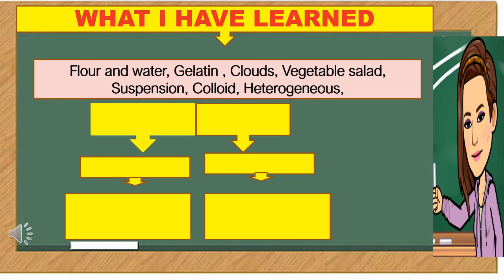To check more if you really understand our lesson, complete the graphic organizer using the words in the box, like flour and water, gelatin, clouds, vegetable salad, suspension, colloid, heterogeneous. Okay, take your time.